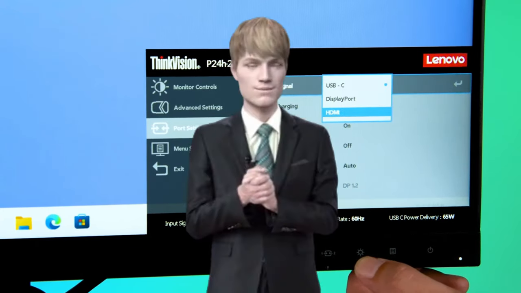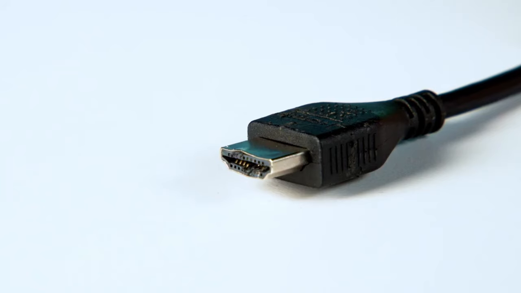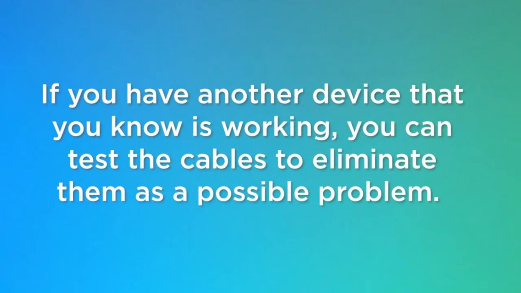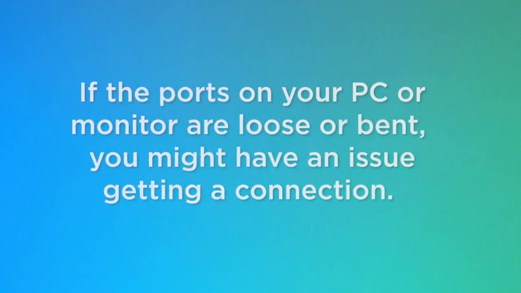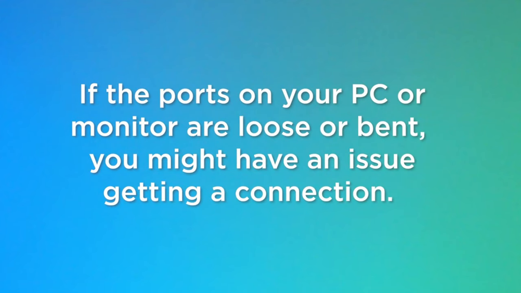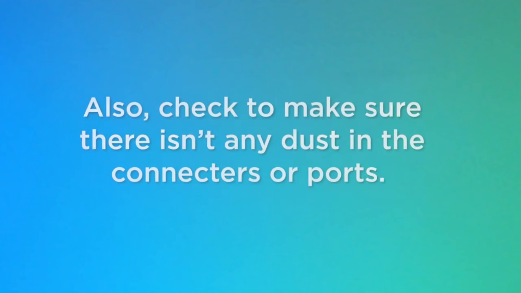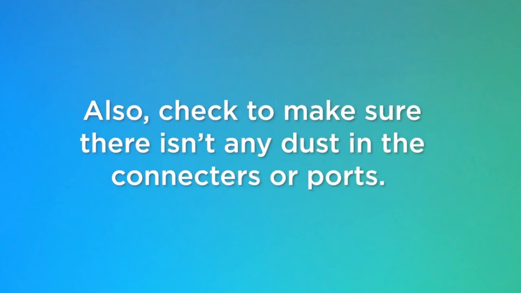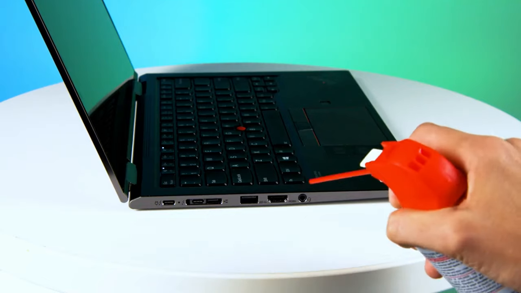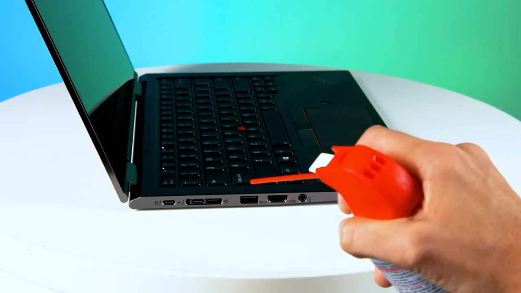Next, you'll want to inspect your cables and ports. On your cables, make sure you don't see any frayed ends or damage to the connectors. If you have another device that you know is working, you can test the cables to eliminate them as a possible problem. If the ports on your PC or monitor are loose or bent, you might have an issue getting a connection. Also, check to make sure there isn't any dust in the connectors or ports. Use a compressed air can to blow any dust that might be blocking the connection.